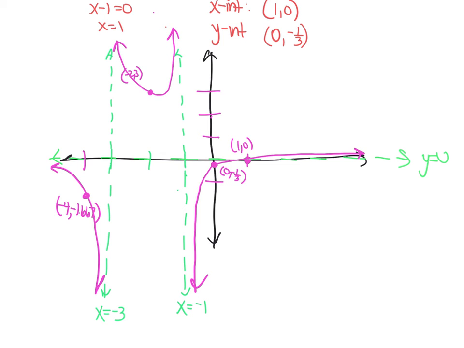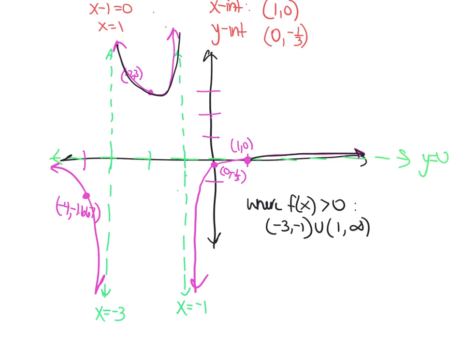The last two things we're going to look at are where is our function positive, where is it negative, okay? So what that's asking for is where is f of x greater than 0? That means where is our curve above the x-axis? You can see it is right in here, and you can see it right here. So what we would say is between -3 and -1, and then to the right of the x-intercept, which is at 1.